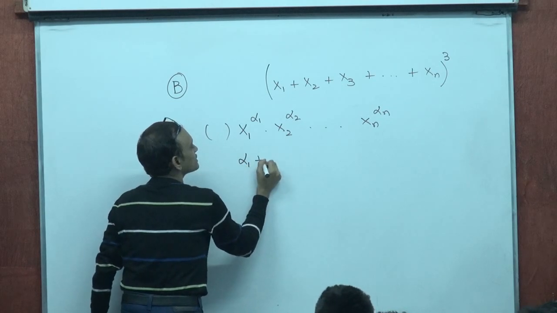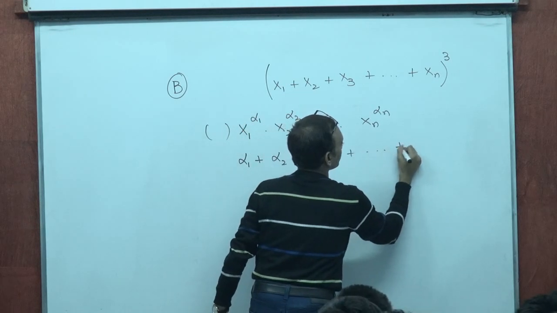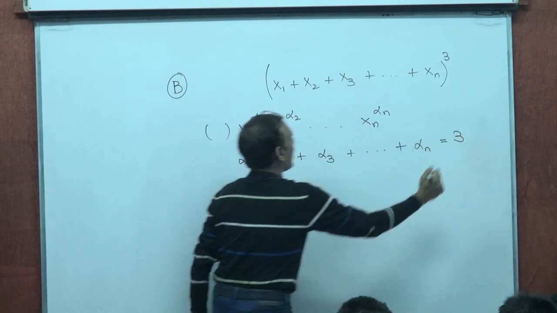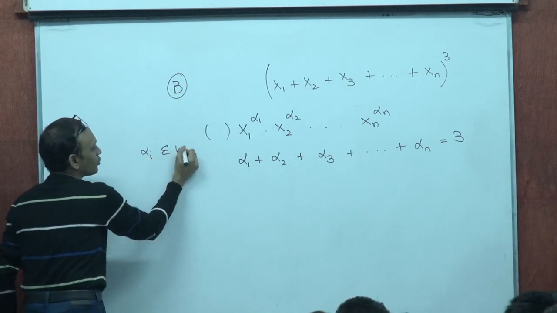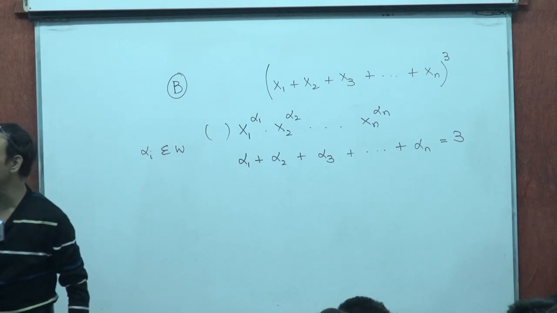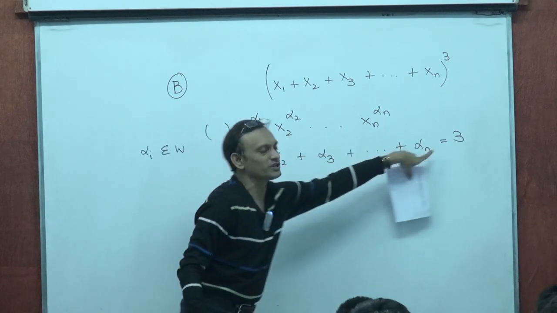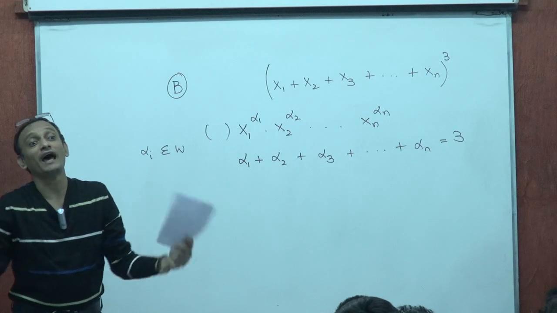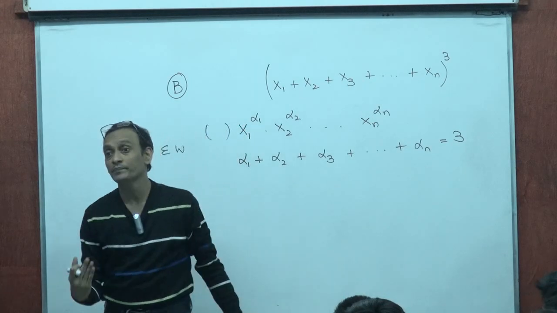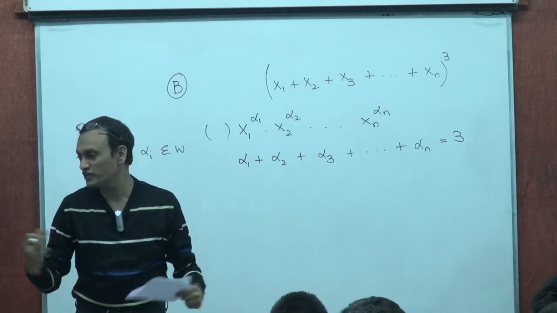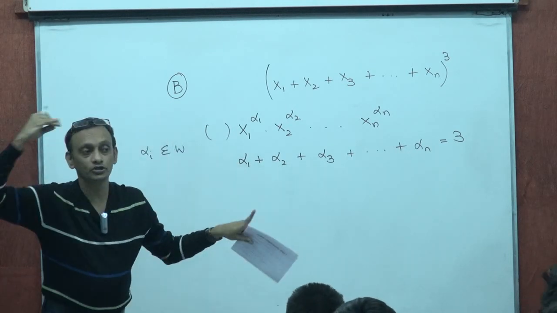So the number of ways in which these alpha i's could add up to 3. Of course these alpha i's are whole numbers, 0, 1, 2, 3. These are the permissible values of these alpha i's, right? So the sum of these alpha i's for any term must be equal to 3. And the number of whole number solutions that add up to 3 will give me the number of distinct terms, number of dissimilar terms, right? Now, again, go back to partition days.